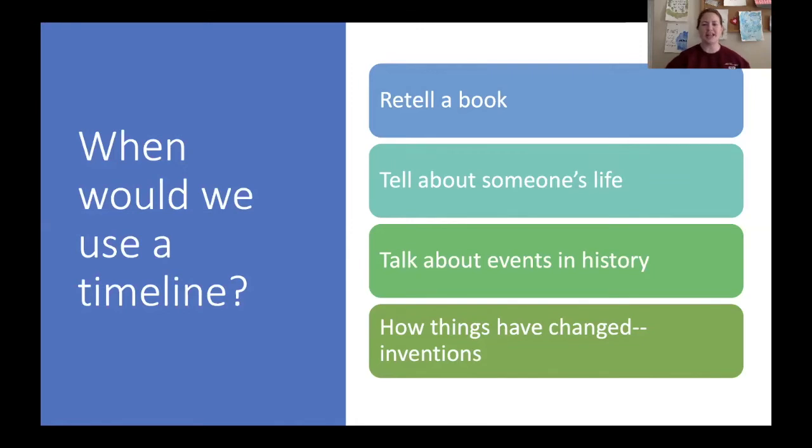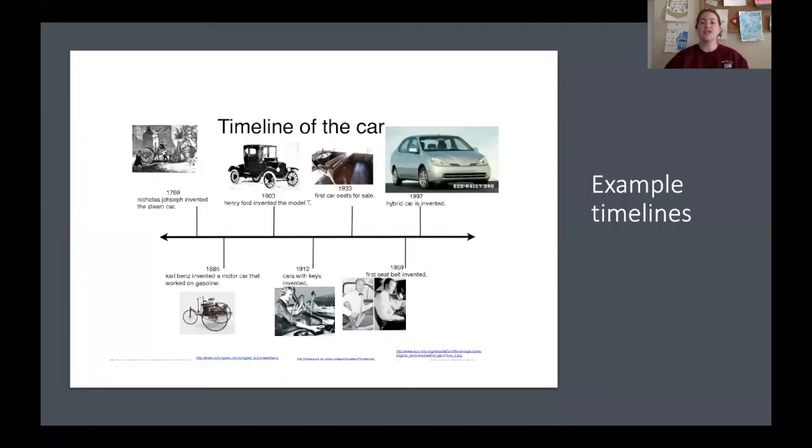Well, let's take a look at a couple examples. So here would be a timeline of a car. I notice right here it is a line and I see arrows showing that it could keep going, similar to our number lines. Then I have these little tick marks. Now these little tick marks are showing me the important events.